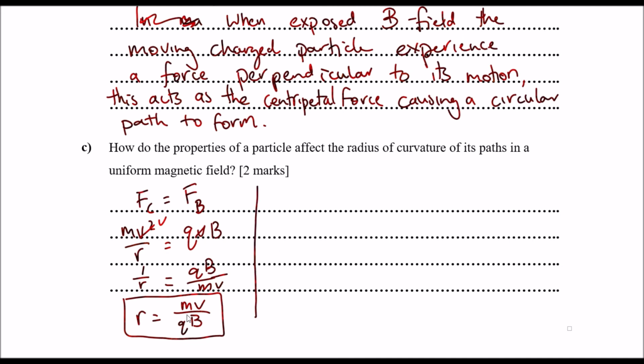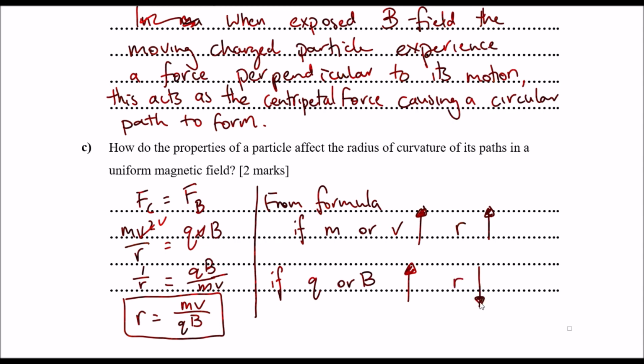So what we can see from this formula is if mass or velocity was to increase, then the radius of curvature will increase. But if q or B was to increase, then the radius is going to decrease.